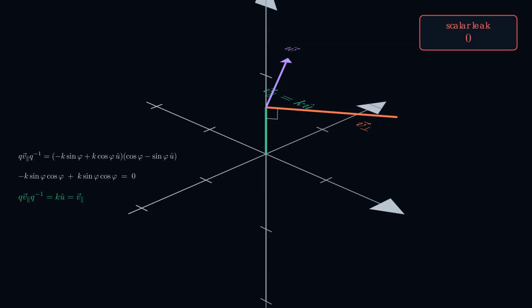The leak is gone, and the axis-aligned piece is completely unchanged. That's exactly what a rotation about that axis should do to a point sitting on the axis. That's the direct, computed answer to why the sandwich is needed. The second multiplication is not decoration. It's the specific operation that cancels the scalar leak the first multiplication introduces.